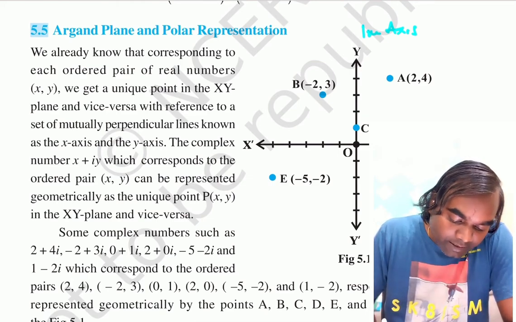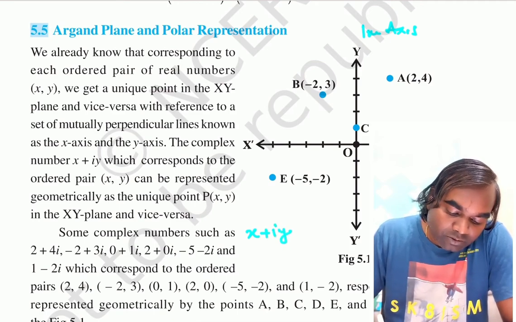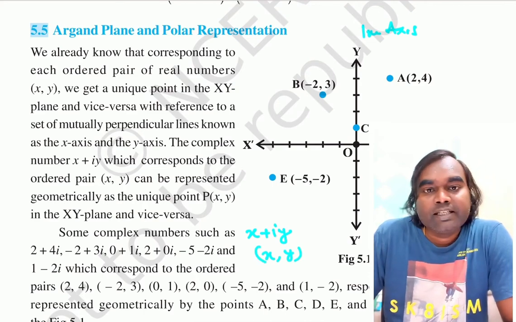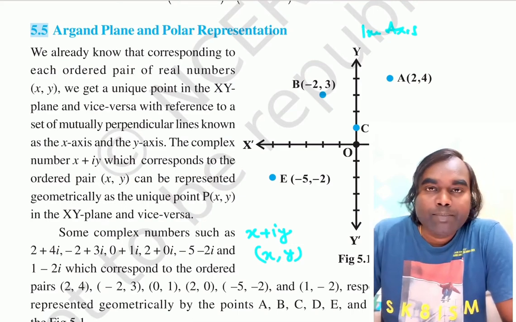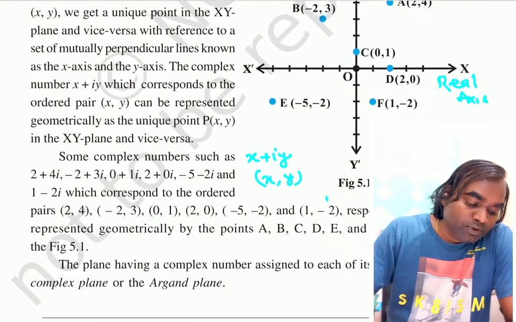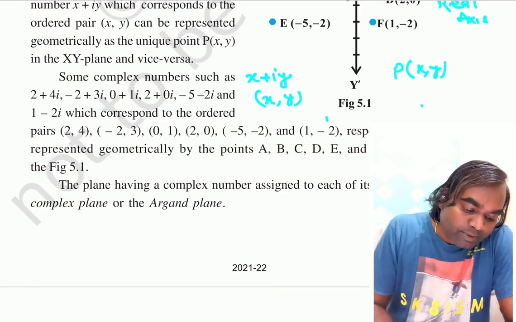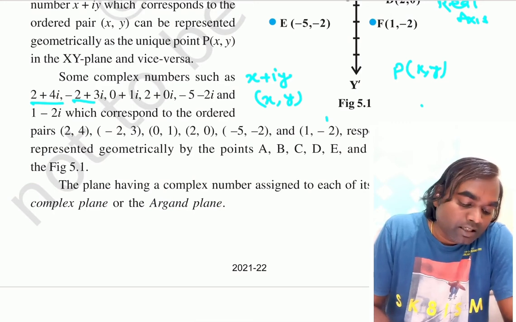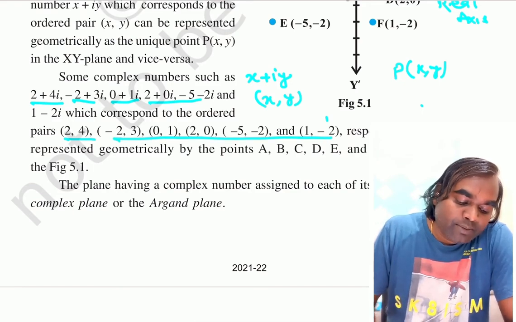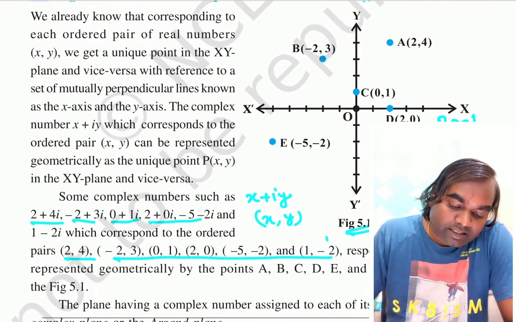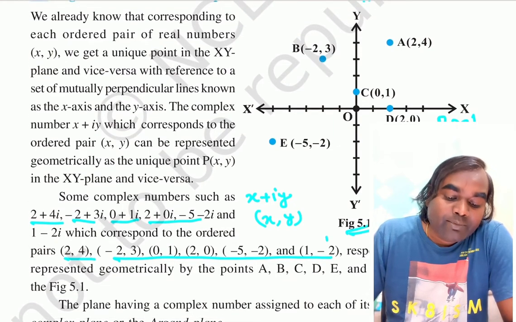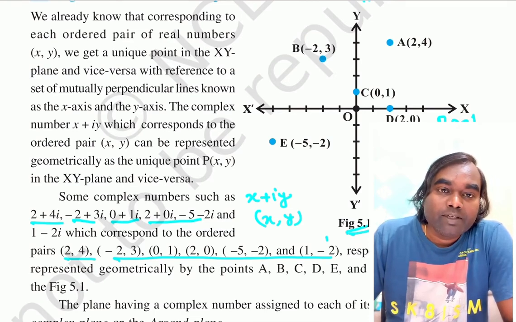Similarly, any complex number x plus iy, which corresponds to the ordered pair x, y, can be represented geometrically as the unique point P(x, y) in the xy plane and vice versa. Suppose you are given complex numbers such as 2 plus 4i, minus 2 plus 3i, 0 plus 1i and so on, which correspond to ordered pairs represented by A, B, C, D, E and F in this figure 5.1. You can see that these complex numbers can be represented geometrically in the xy plane, and this plane is known as the complex plane or Argand plane.